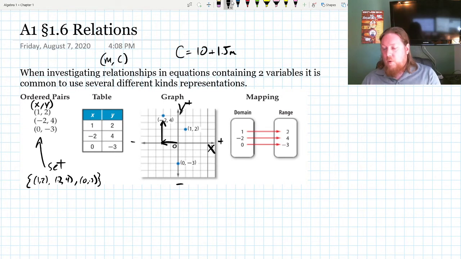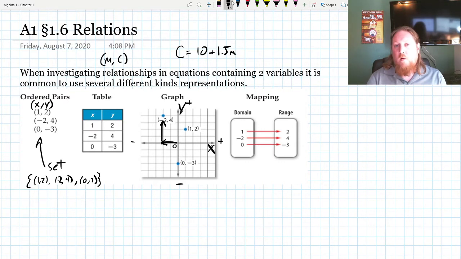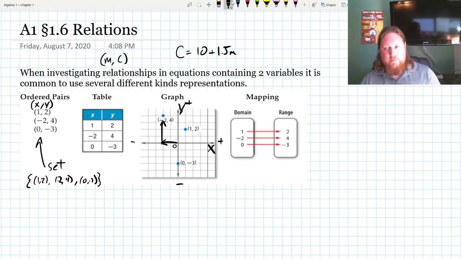Mapping is probably kind of a new one. Basically, it's showing all the ordered pairs and how they relate to each other. 1 goes to 2, so it has an arrow from the domain, where all the x values are inputs, to the range, 2. So 1 goes to 2, and you draw an arrow between it. Now, this is a pretty basic mapping. There are more complex mappings that we'll do, but for right now, that's basically it. Sometimes you might have a little extra arrow in there, or one arrow will go to 2 spots, something like that.